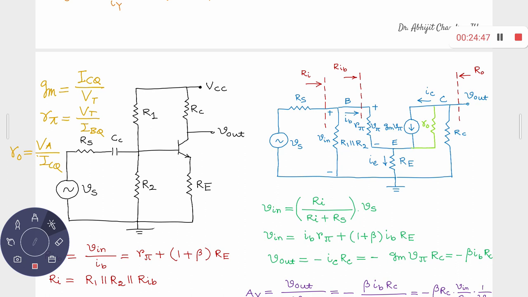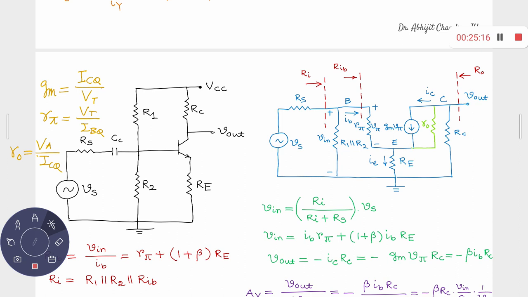In order to draw the small signal model, you have to perform the DC analysis first. Once you do the DC analysis, you know the base current, and then the collector current. So IBQ and ICQ you can determine. Once you have those values, you can find gm, rπ and r0, the small signal parameters. And once you get them, this is a combined circuit, so this circuit can be used for analysis.